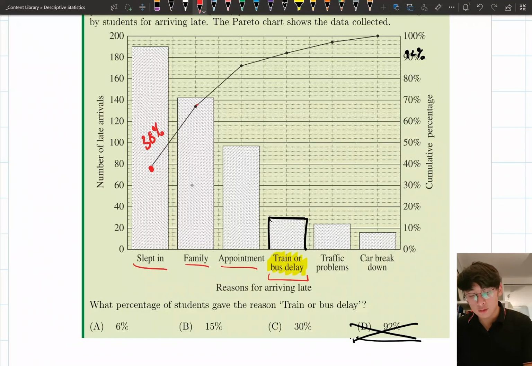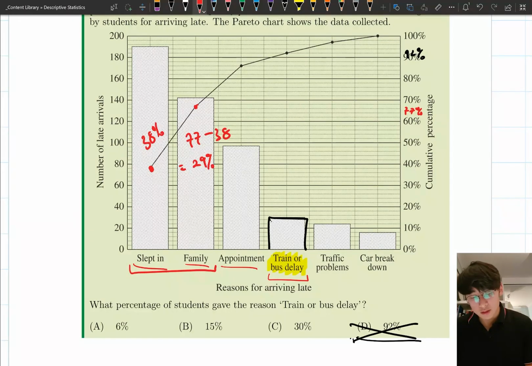Then the next dot, for family, is at roughly 77%. What this tells me is that if I add together sleeping in and family, both of these categories contribute to 77% of all the students being late. So if I want to find the number of people who said family was the reason why they were late, I go 77 minus the 38% from people who were late because they slept in. That's just, I believe, 29%. So 29% of people were late because of family.